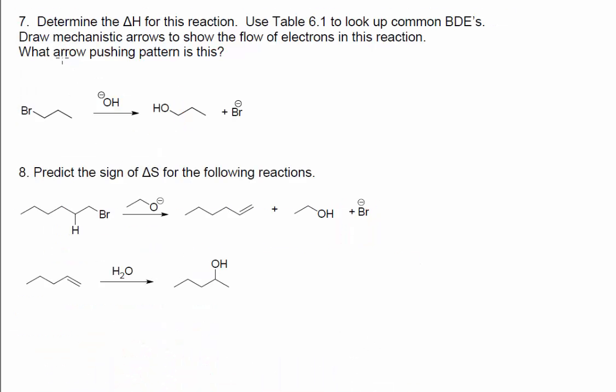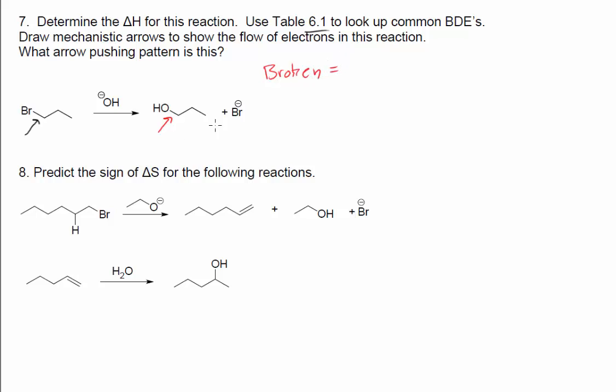Moving on to number 7. Determine the delta H for this reaction. Use table 6.1 to look up some BDEs. So we want to do bonds broken minus bonds formed. So what bonds are broken? This bond is broken. What bond is formed? That bond is formed. So here we're only going to have 2 numbers.